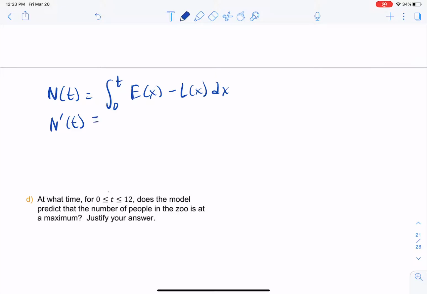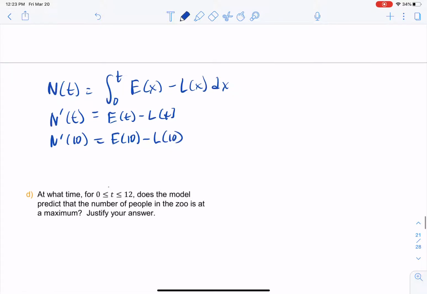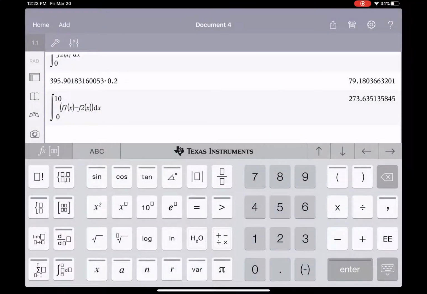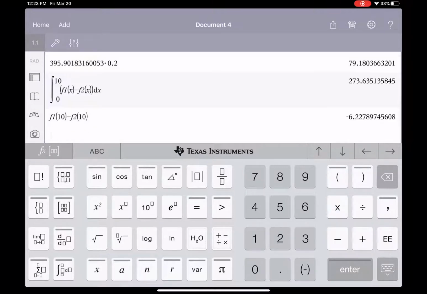Hey, get back on pencil. So this should be E of t minus L of t. And now I just want to stick my 10 in there. E of 10 minus L of 10. All right, calculator time once again. So there's no definite integral on this part. I just need to call up the functions. I want f of 10 minus f sub 2 of 10, and then let's approximate this one.